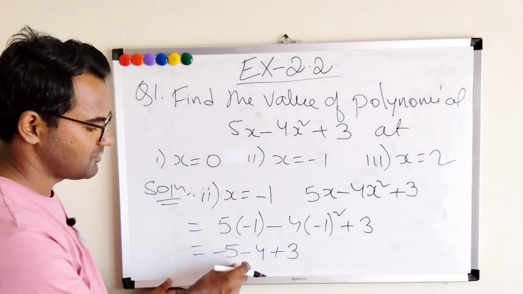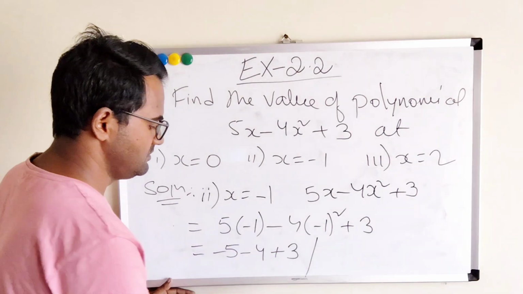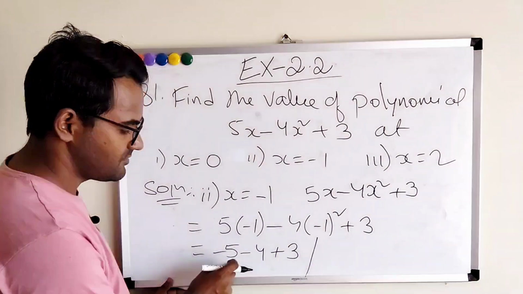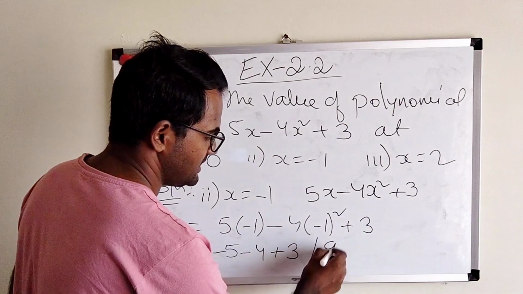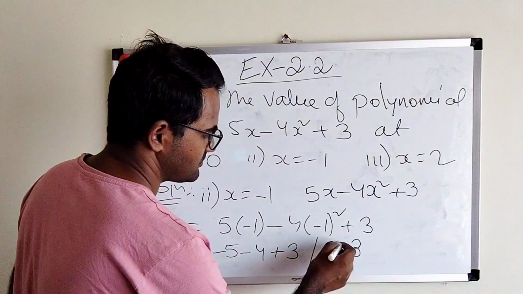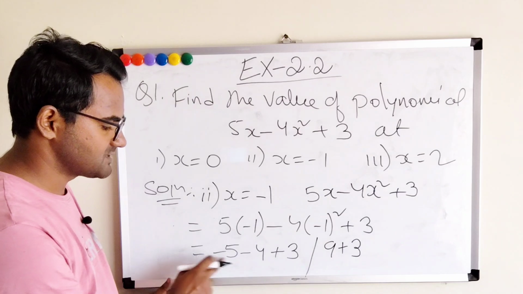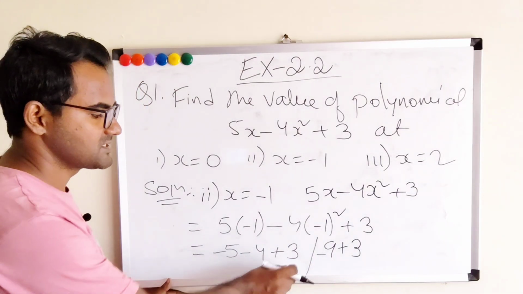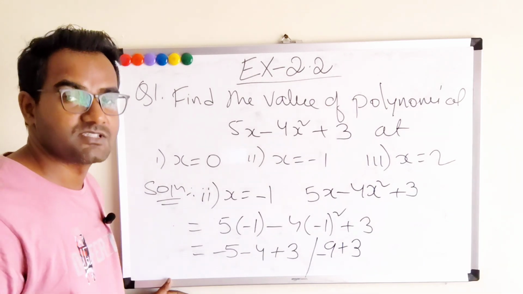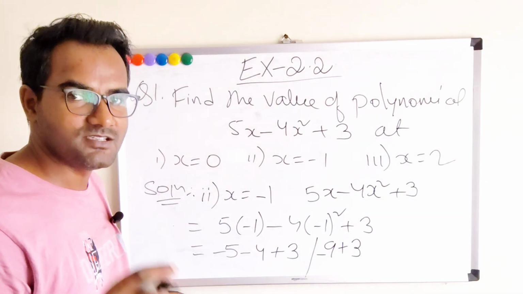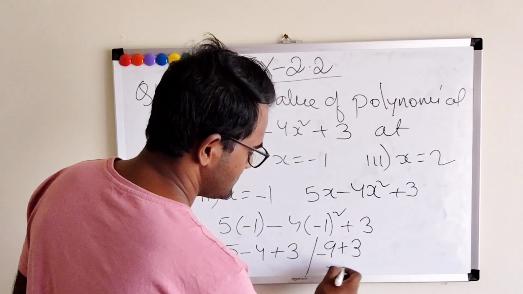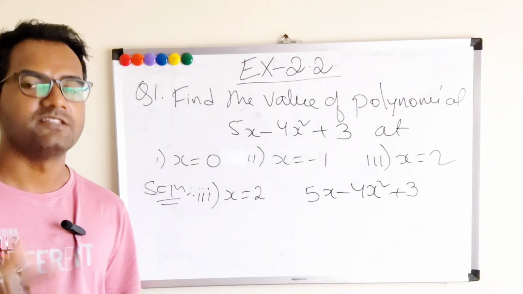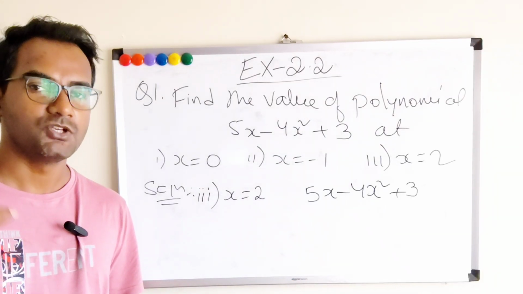So now here you continue. Minus 5 minus 4, you get minus 9, and plus 3. So minus 9 plus 3, what is the value? It is minus 6. Yes, good. So you are going to get minus 6 here. Now let us continue with number 3, where the value of x is given to be 2.